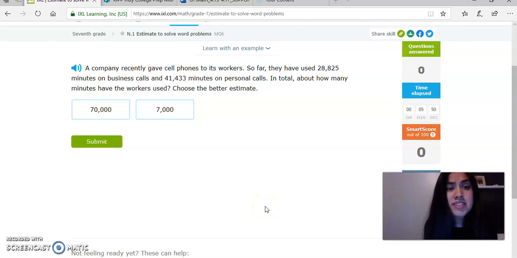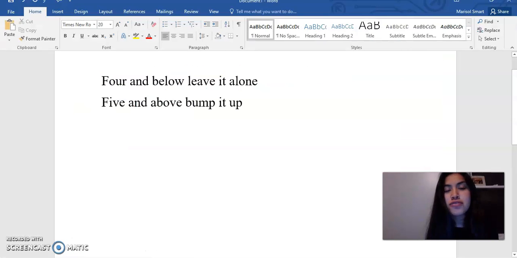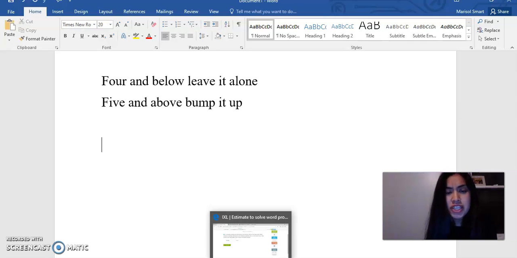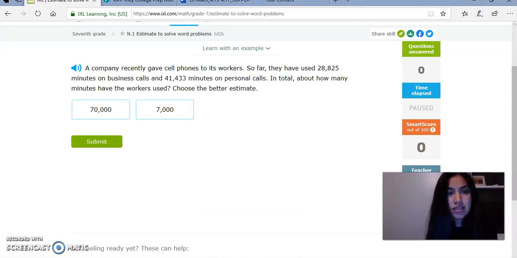So for this skill, which is on estimate to solve word problems, we're going to use a little riddle to help us. And that riddle is: 4 and below, leave it alone. 5 and above, bump it up. I stole this little riddle from Taylor and OSU, so shout out to Taylor and OSU. This little riddle helps us round up or leave the number alone, depending on the digit that we're comparing the place value to. So it'll make more sense once we practice some.